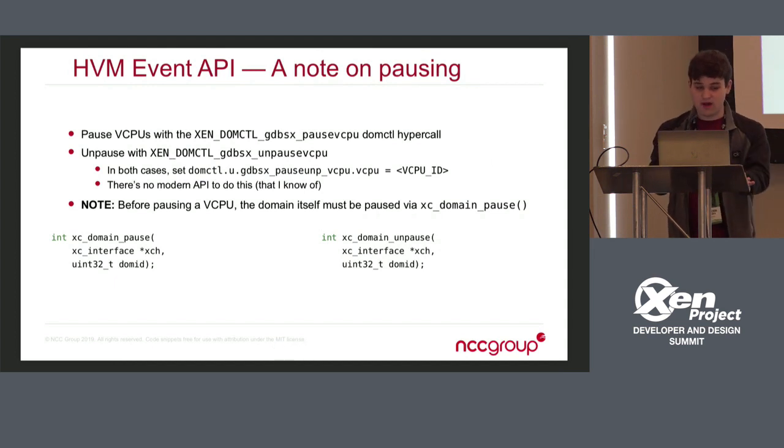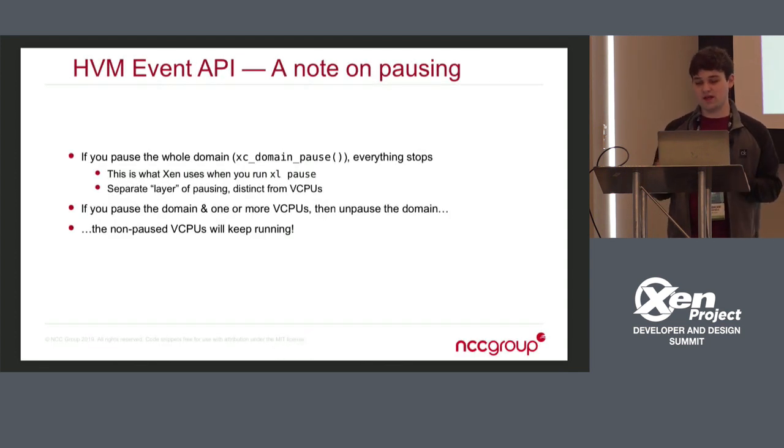So there's, I think, no API for pausing a vCPU. You have to use this GDBSX pause vCPU hypercall with a corresponding unpause vCPU as well. And you give it the vCPU ID, and it will just pause the corresponding vCPU. But before you do this, it won't let you do this hypercall. It will just give you an EPERM unless you first call xc_domain_pause to pause the entire domain. And this is a different layer from pausing vCPUs. Basically, if you call xc_domain_pause, that just tells Xen, do not simulate this VM at all, stop the state machine. And that's what happens when you run xl pause. But this is separate from pausing a vCPU. So basically what you can do is pause a domain, pause one vCPU, and then unpause the domain. And then that vCPU will stay stuck, and everything else will run normally.